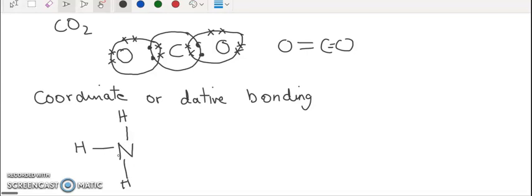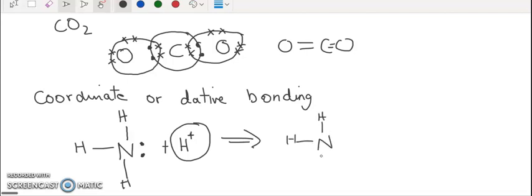Nitrogen has shared all its three electrons here, and it has two electrons extra. And hydrogen, which has given the one electron it had, has a vacant orbital, a vacant shell. So what it can do is take these two electrons to complete its shell. So therefore, this becomes like this, and we have that one hydrogen.